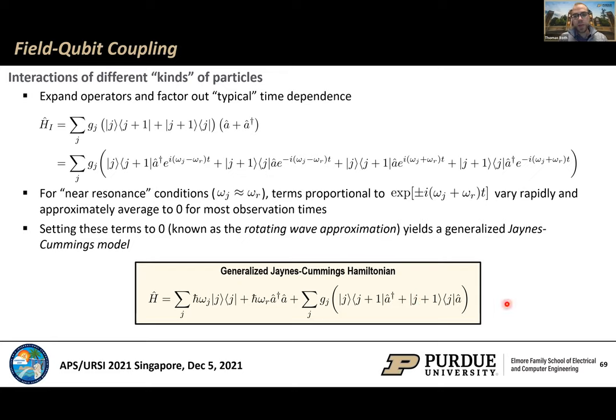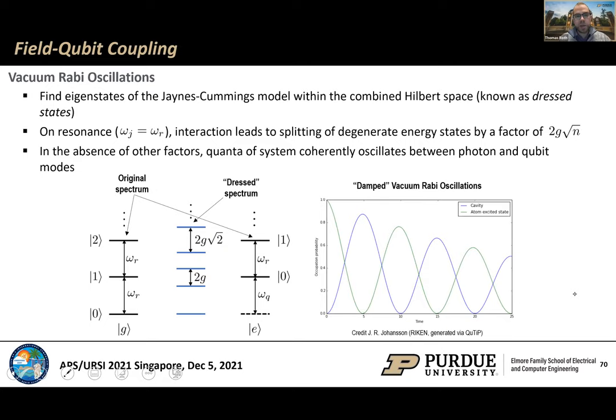It seems like a simple model at face value, but there's a lot of physics within it that we can study. The first thing we're going to look at is known as vacuum Rabi oscillations. The easiest way to do this is to start by finding the eigenstates of the entire Jaynes-Cummings model within that combined Hilbert space. These are typically referred to as dressed states, just again, terminology.